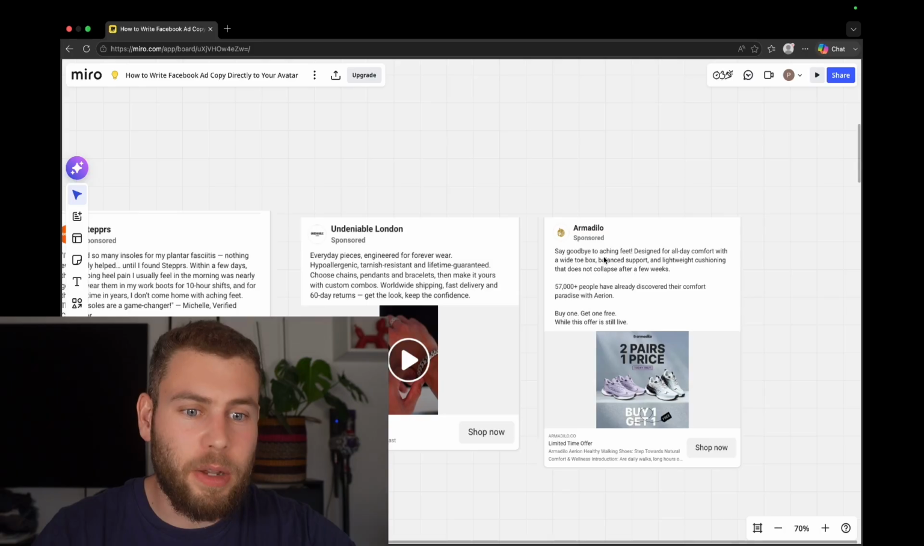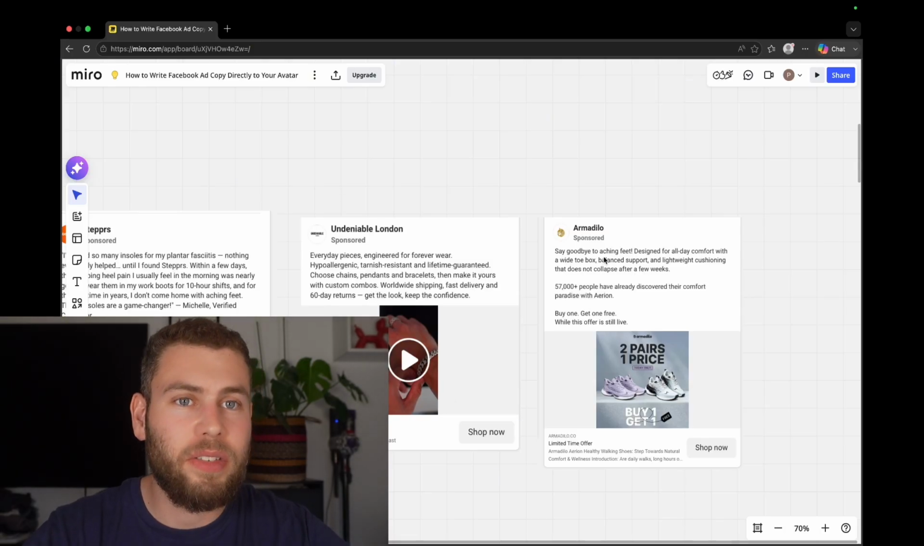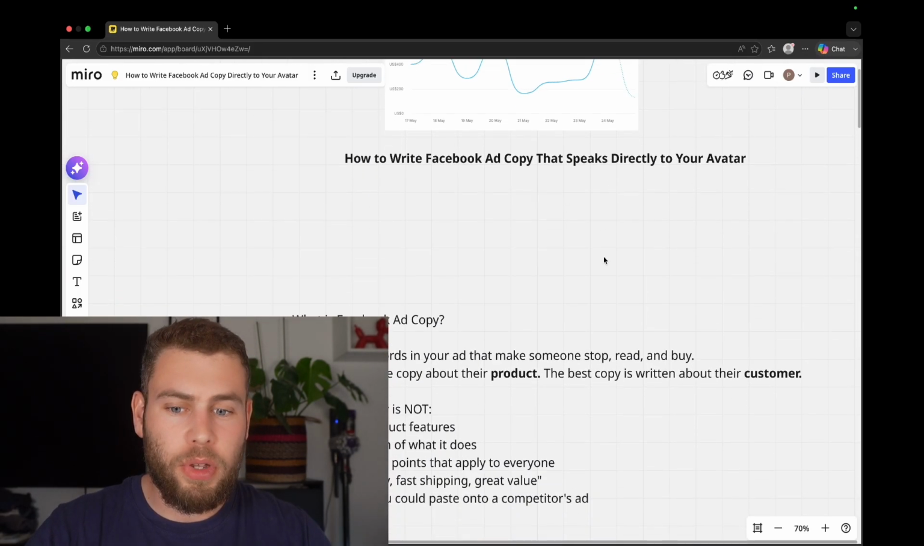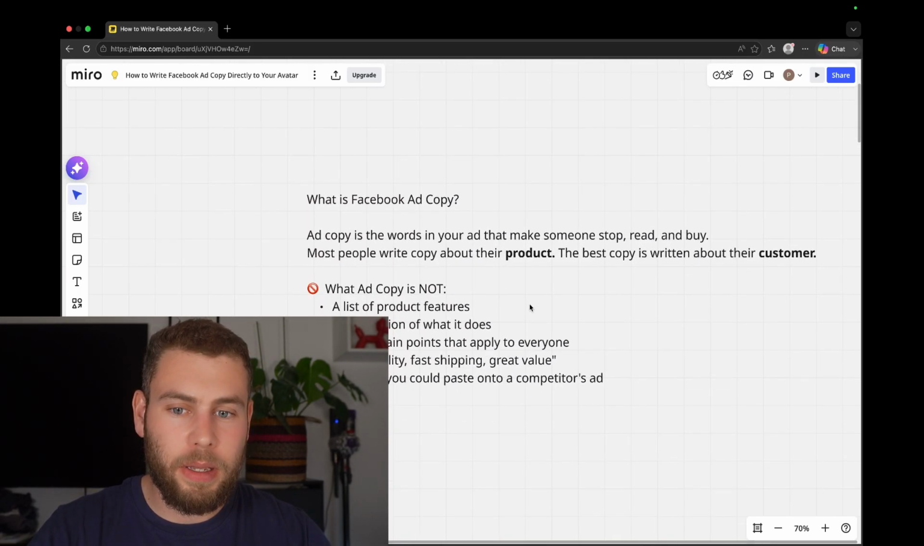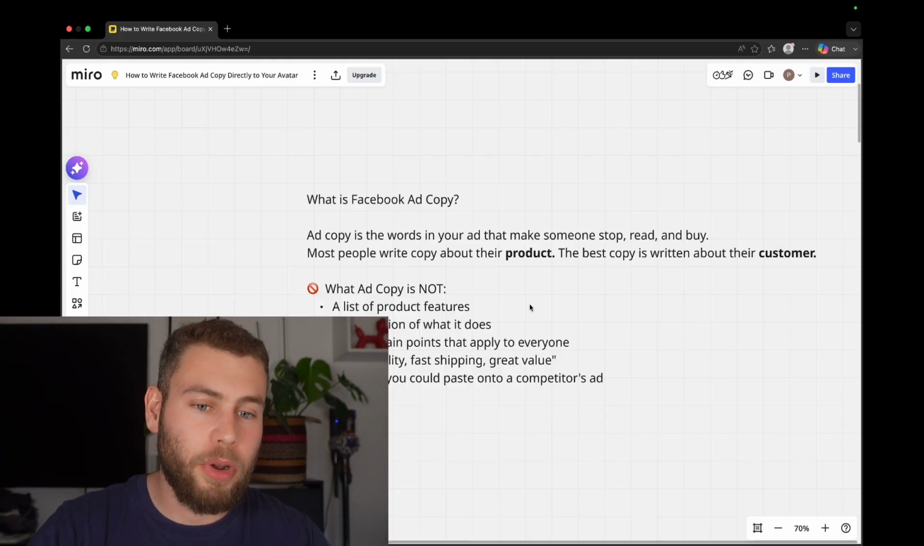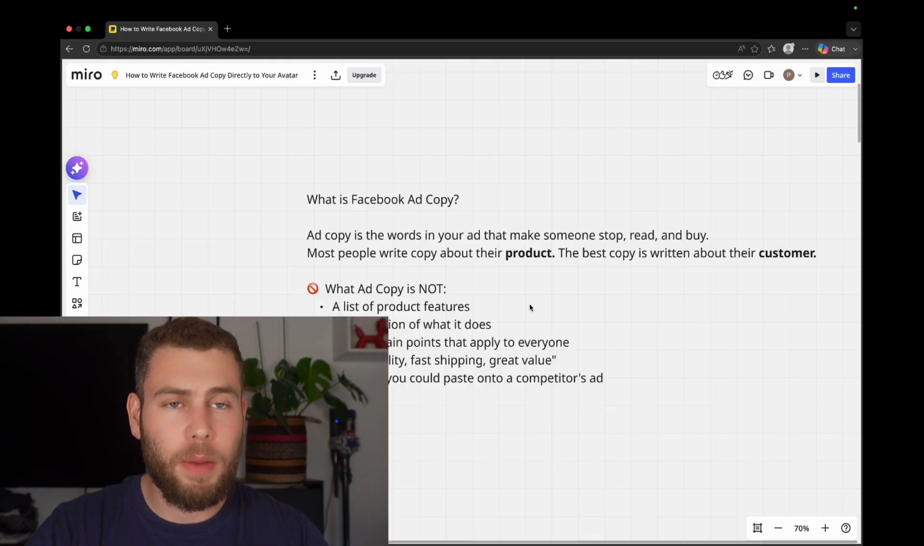As you can see, say goodbye to aching feet. And now this is the ad copy. And this is supplementary to the creative that you're running, but it plays a very important role. So what you're going to have to understand is that ad copy is the words that are going to make someone read. But most people are writing the wrong stuff. They're talking about the product. But the best copy is always written about your customer.